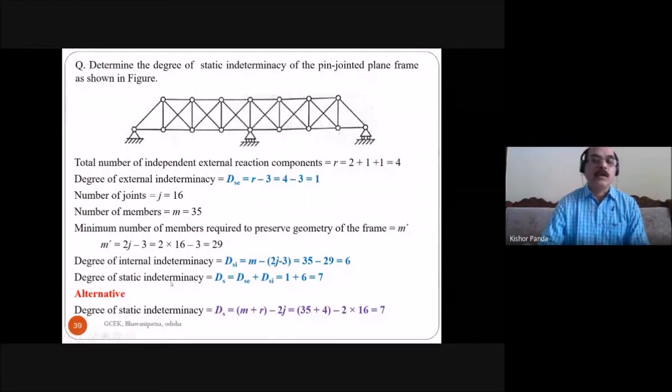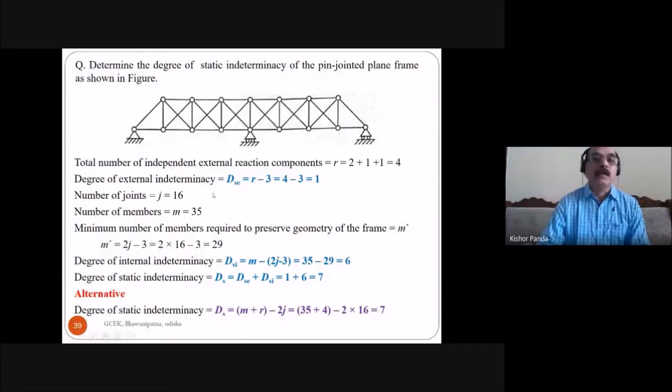Then the total degree of static indeterminacy you can find out by adding the degree of external static indeterminacy and the degree of internal static indeterminacy. DS is equal to DSC plus DSI. Already you got DSC is equal to 1. Then DSI here we got 6. So the total degree of static indeterminacy is equal to 1 plus 6, which is equal to 7.